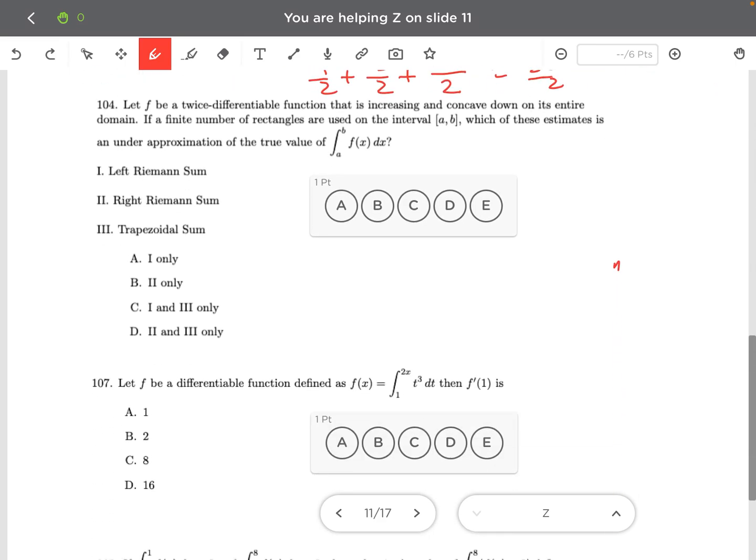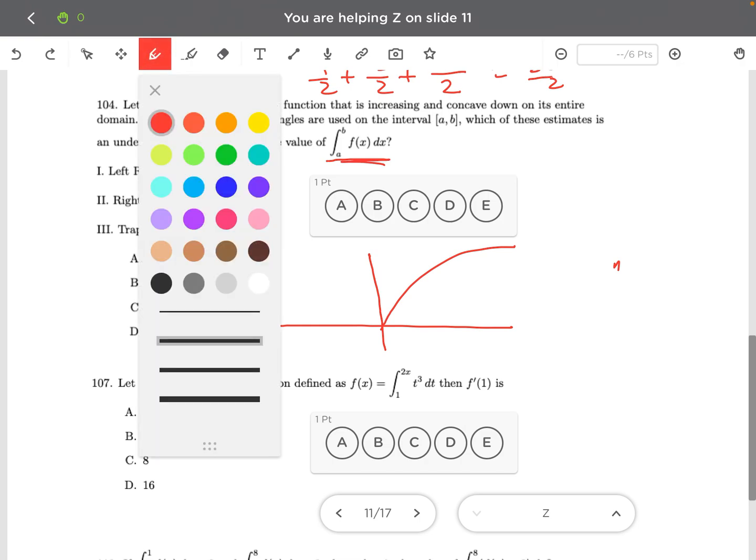Okay, and number 104 is asking about, let's say you have a twice differentiable function, so second derivative also exists, and it's increasing and concave down. So let's go ahead and draw a rough sketch. So it's an increasing curve and it's concave down on its entire domain. And we're going to use rectangles to come up with a left-hand, a right-hand Riemann, and a trapezoidal to approximate the exact area. So which of these is an underestimate?